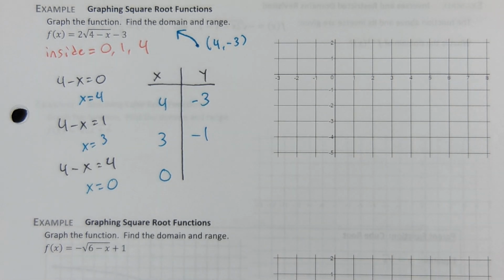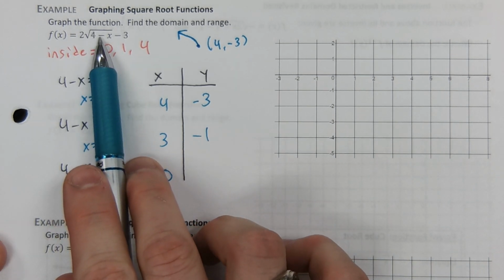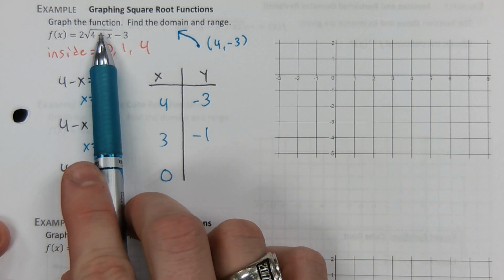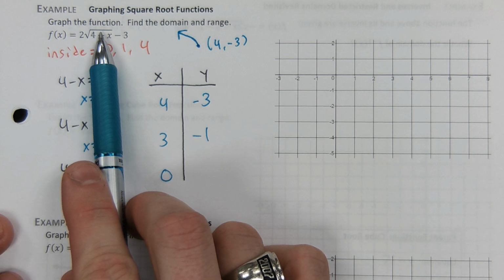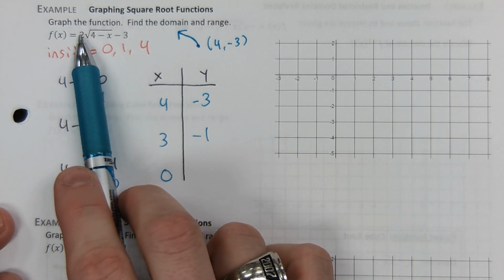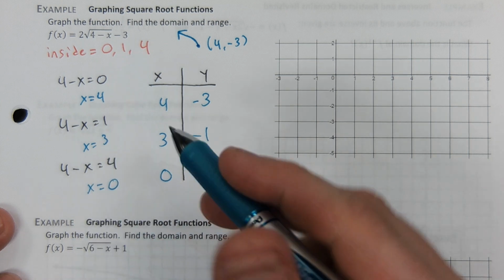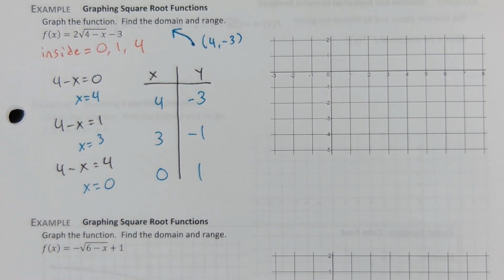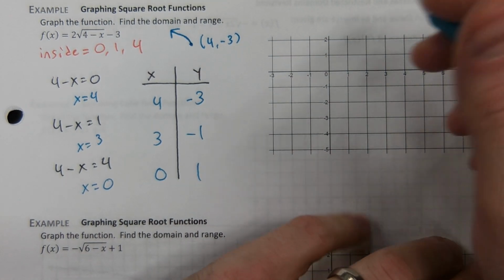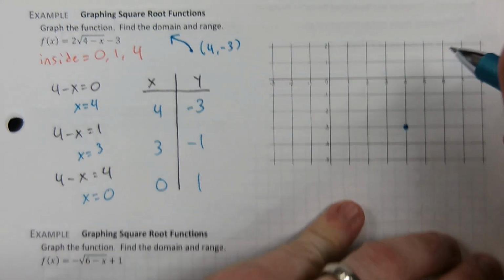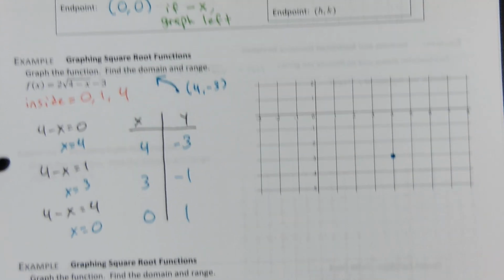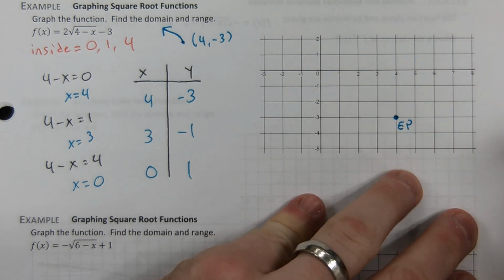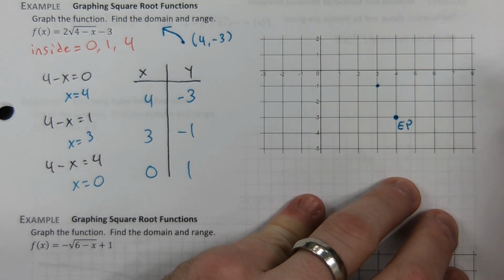And then you plug in 0. So 4 minus 0 is, whoa, whoa, whoa. Okay, one more time. 4 minus 0 is 4. Square root of that is 2. 2 times 2 is 4, and 4 minus 3 is, how about that? Great. Let's put these 3 coordinates on our picture and connect our dots. What is 4 negative 3? That is the end point for negative 3. In fact, I'm going to go ahead and write EP next to it for end point. Then I have 3, negative 1, and I have 0, comma 1.